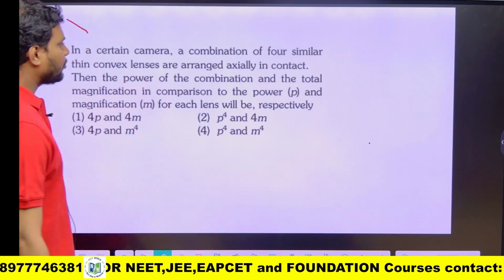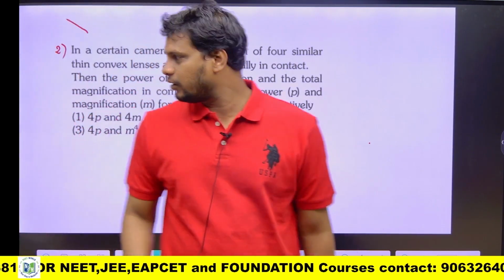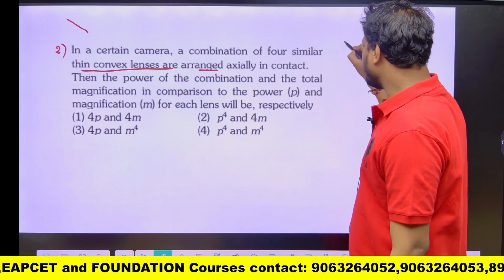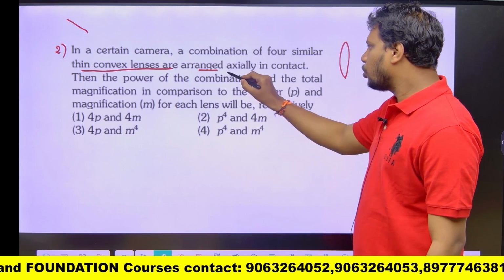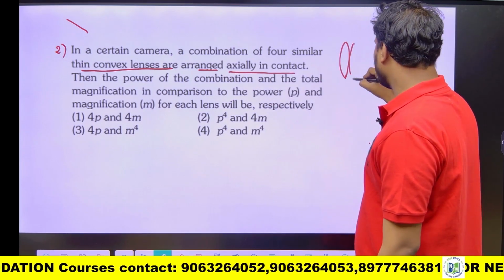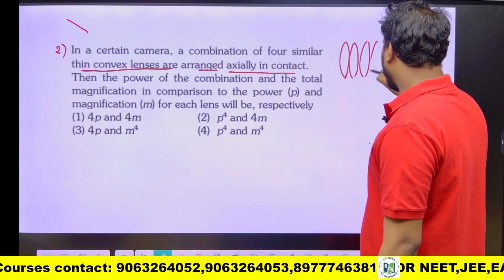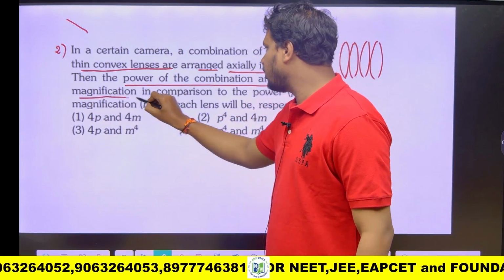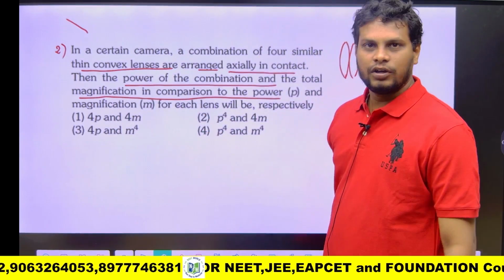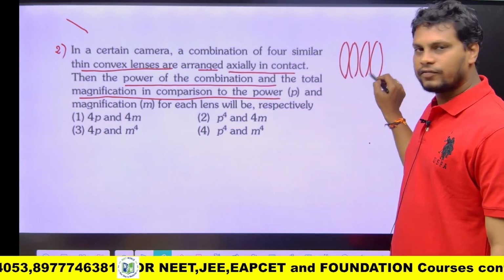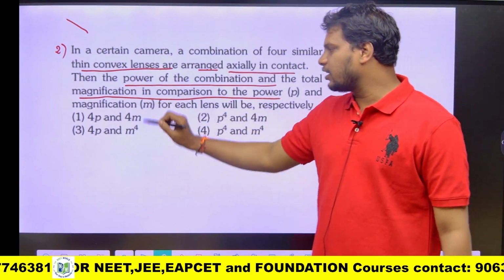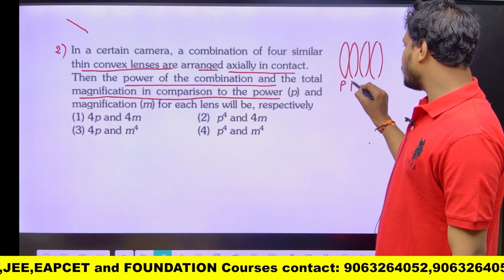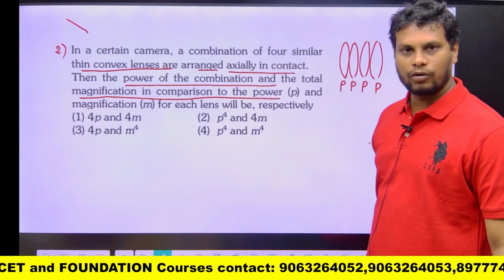In a certain camera, a combination of 4 similar thin convex lenses is arranged. So there are 4 thin convex lenses arranged coaxially, in contact. So we kept 4 lenses axially in contact. Then they ask the power of the combination and the magnification in comparison to the power. So they're asking the total power of this combination and the total magnification. And what is the power of each lens? The power of each lens is P.